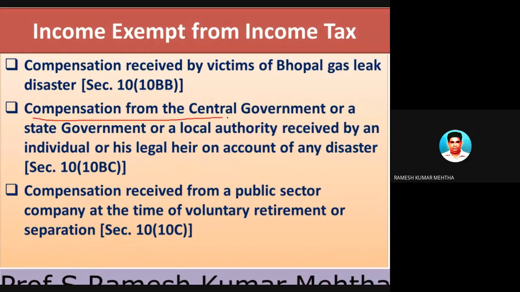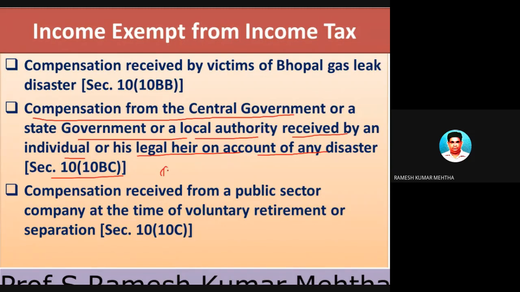Next one, compensation from the central government, state government or local authority received by an individual or his legal heir on account of any disaster is fully exempted from tax under section 10, subsection 10(10BC). If any disaster, mishap or accident has taken place and compensation is paid to the individual or his legal heirs by the central government, state government or local authority, any such amount received as compensation on account of this kind of disaster, mishap or accident is fully exempted from tax.